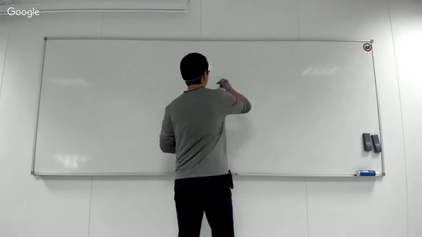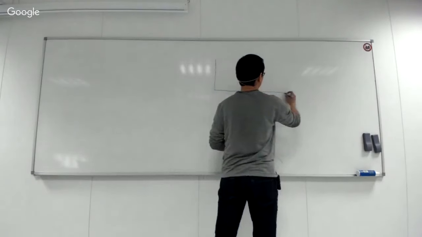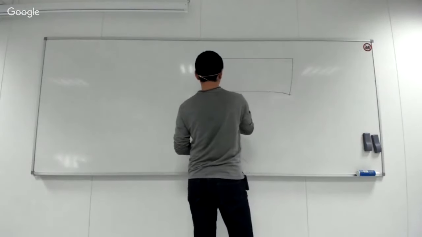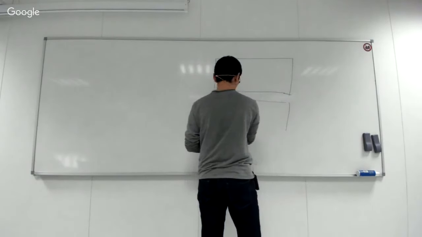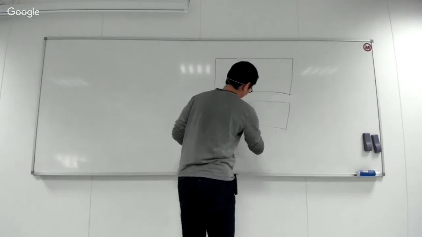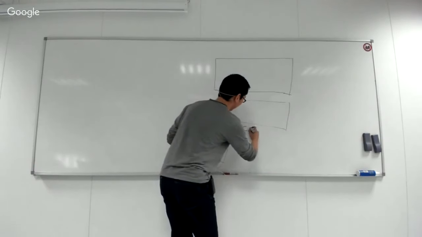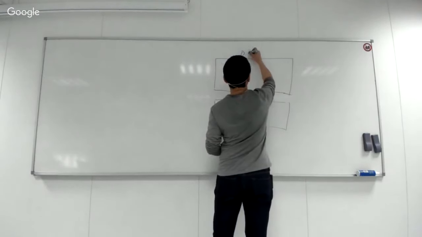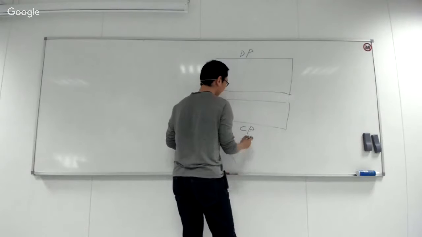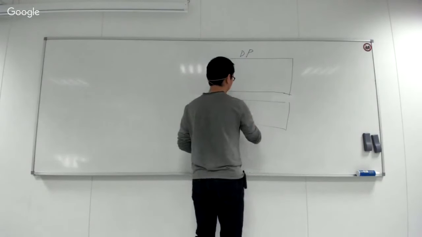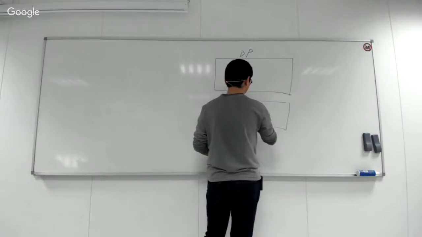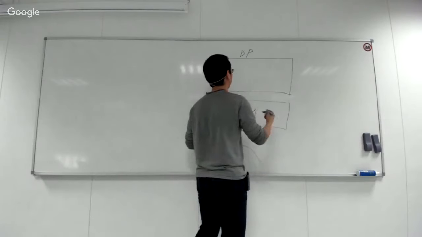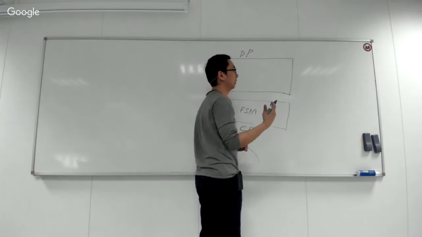So first, I would like to draw a block diagram that contains two parts. The one beneath is the control path, and the one above is the data path. So within the control path, it is just a FSM, so finite state machine, and within the data path, we have three parts.